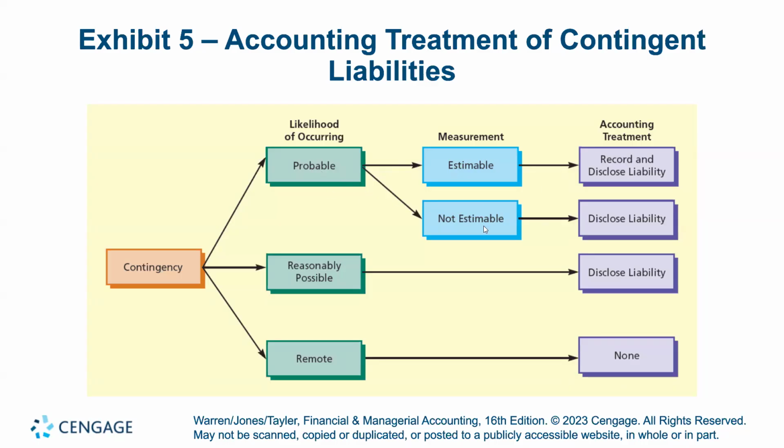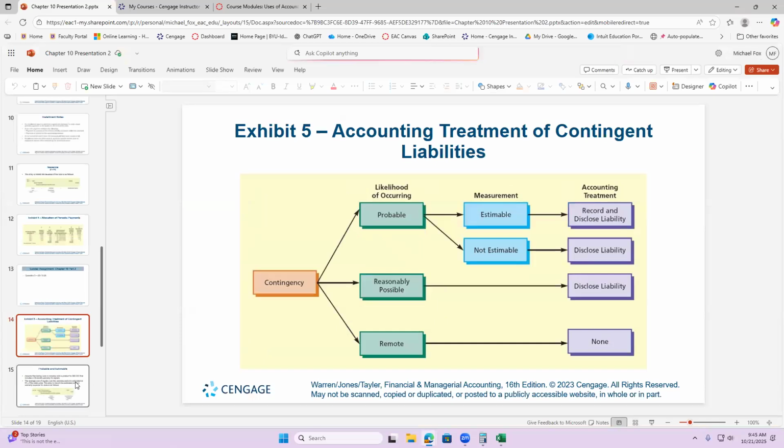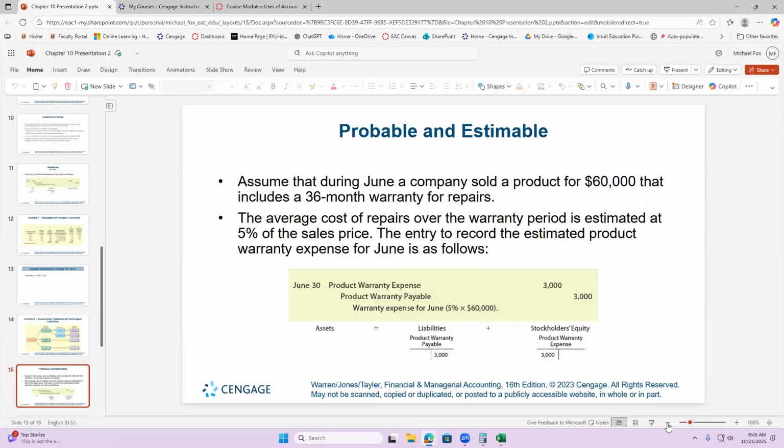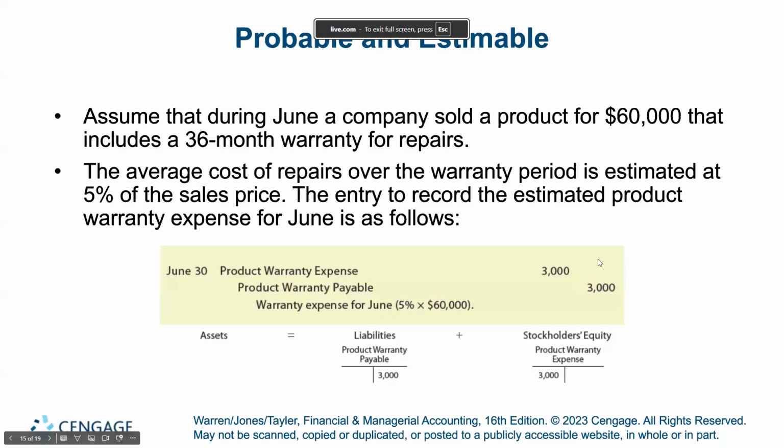If it's probable and not estimable, we just disclose it as a note. If it's reasonably possible, we just disclose it as a note. And if it's remote, we're not required to report at all. Okay. So I know that's a little weird. So here we have one that's probable and estimable.